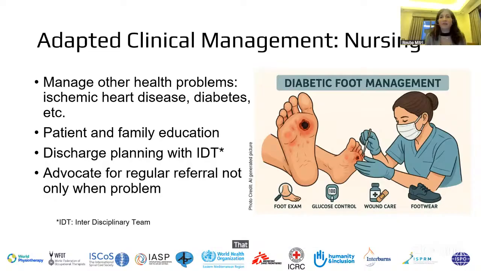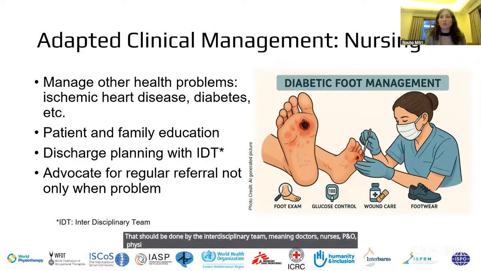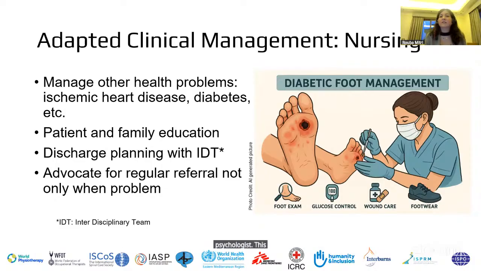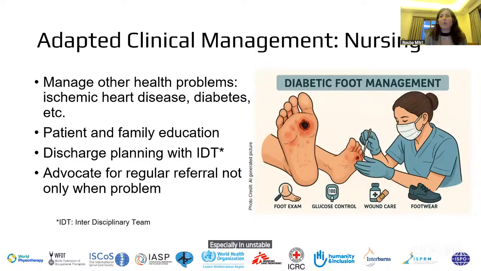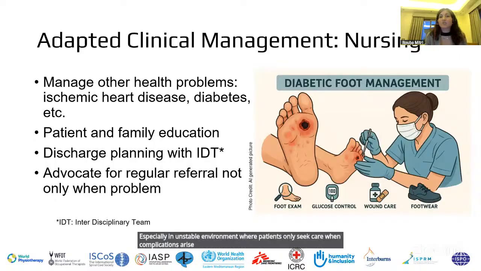The discharge planning, and here I'm using the word planning because this should be a plan that should be done by the interdisciplinary team, meaning doctors, nurses, P&O, physiotherapists, social workers, psychologists. This should be an interdisciplinary discharge. Finally, we need to advocate for regular referral and not just when a problem appears, especially in unstable environments where patients only seek care when complications arise, which can delay the treatment and worsen the outcome.